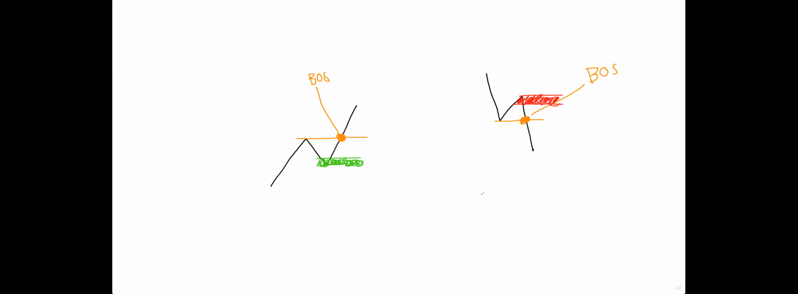Now, for some people, they don't like to count them, but I count them. What I mean by that is, let's say we are in the uptrend, and we have a wick that gets a little bit above our high. I'm counting that as a structure break. Some people don't want to. That's all up to you. You can decide if you want to or not.